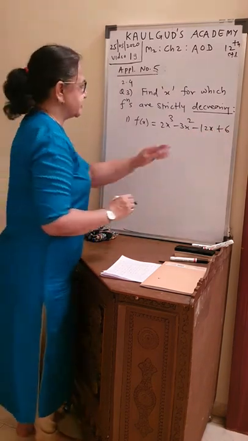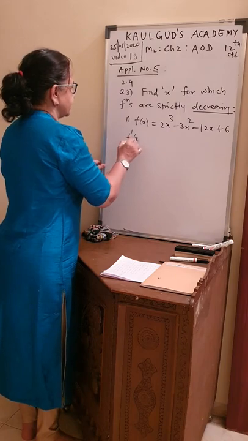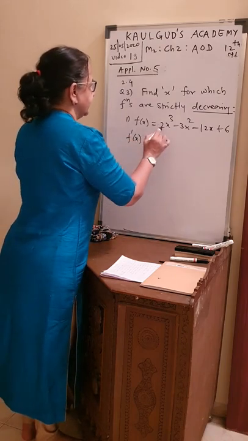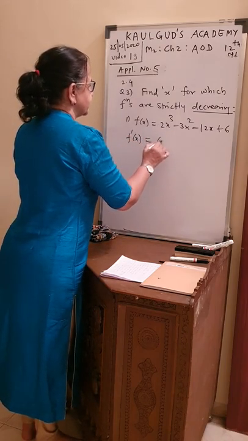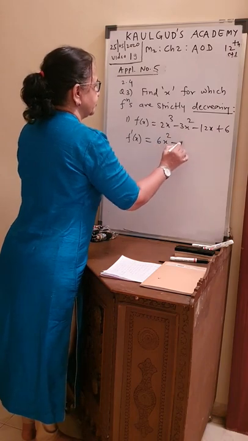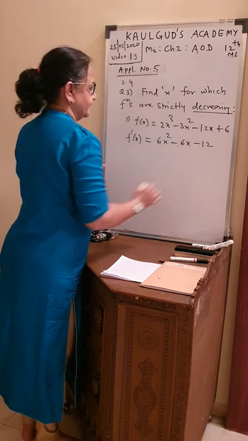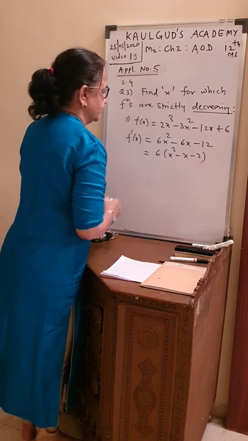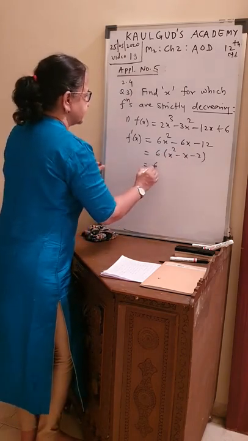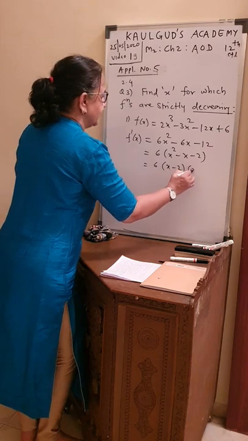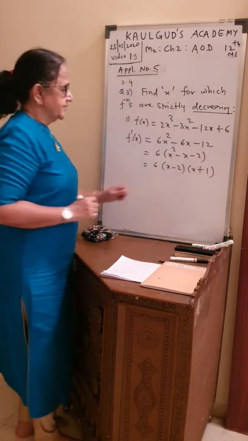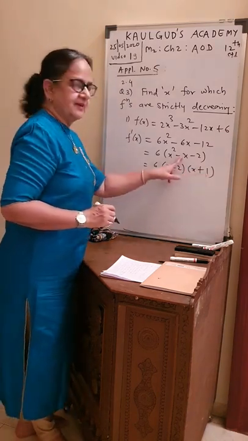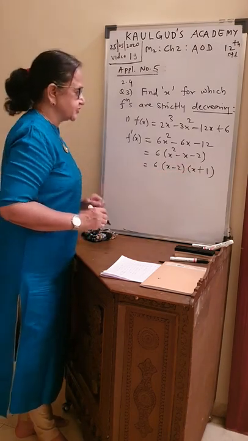We'll start differentiating with respect to x. F dash of x will be equal to, check that, 2 into 3x square, so 6x square minus 3 into 2x, 6x, minus 12. 6 common, x square minus x minus 2. Quadratic factor, so 6 into bracket, x minus 2, x plus 1. Check, minus 2 and plus 1 will give me minus 1 and the product is minus 2.